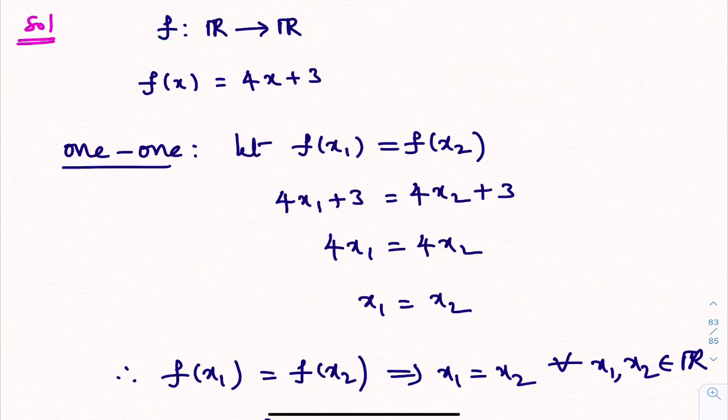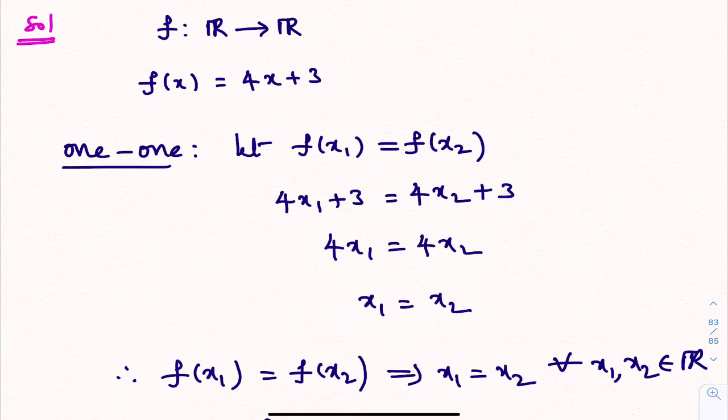To prove the function is one-one, first I take f(x1) = f(x2). What is f(x1)? In this, in place of x, you write x1. f(x1) is 4x1 + 3. What is f(x2)? f(x2) is 4x2 + 3. Okay, now you do a little bit of simplification. You see, this 3 will get cancelled. What is remaining? 4x1 = 4x2. From that, we can write that x1 = x2.